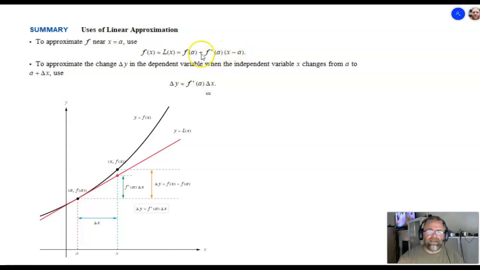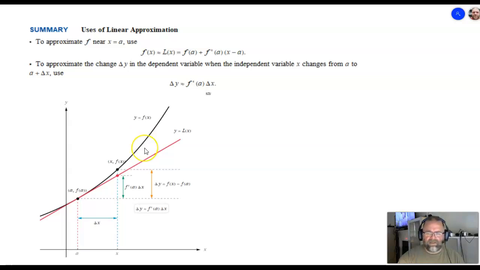So x minus a. And notice this is like point-slope form here, right? The slope times x minus x1 kind of deal. So that's the idea. And the farther away you get from your a, the larger the difference is, or the worse your approximation is going to be.